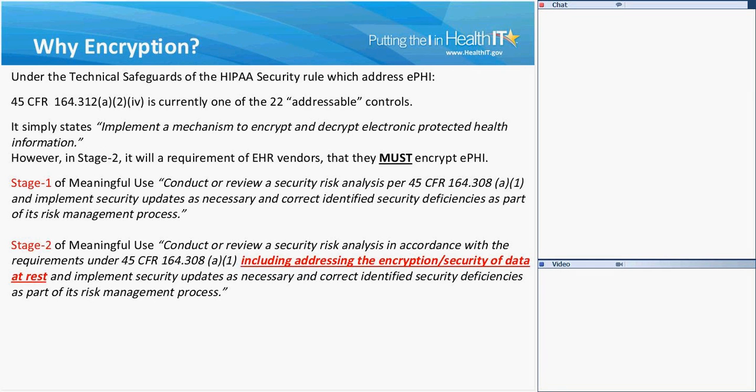Okay? So why encrypt? Well, it's HIPAA regulation that an entity must, in accordance with 164.306, implement a mechanism to encrypt and decrypt electronic protected health information. And it is also currently one of the 22 addressable controls. So it simply states that we must implement a mechanism to encrypt and decrypt electronic protected health information. In stage 2, EHR vendors must encrypt their information. So right now, some of the EHR vendors are not encrypting the information. This concerns me greatly.